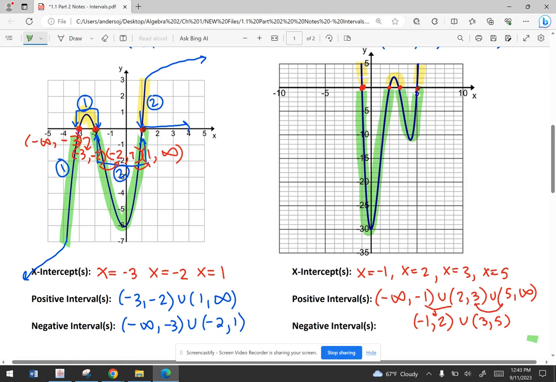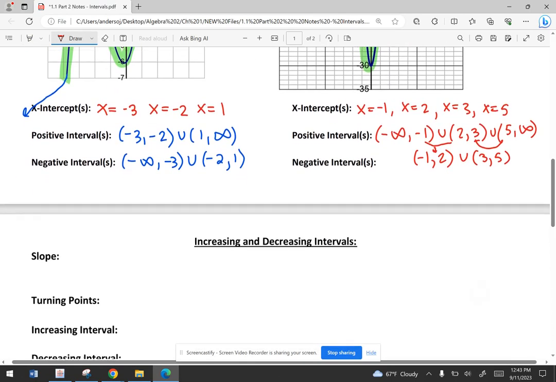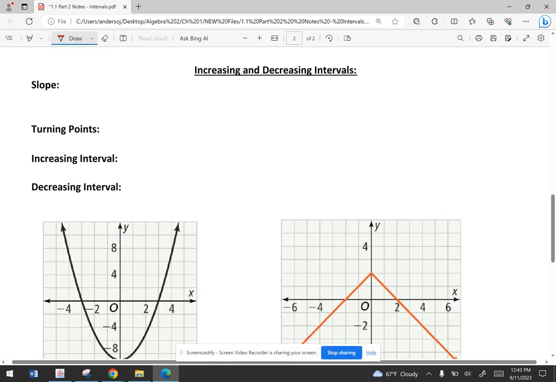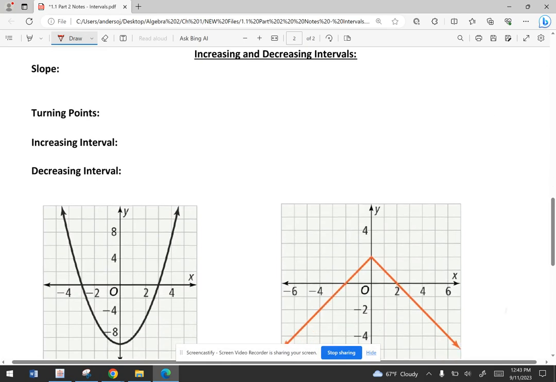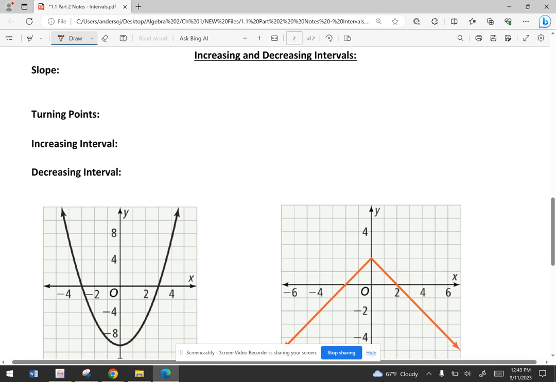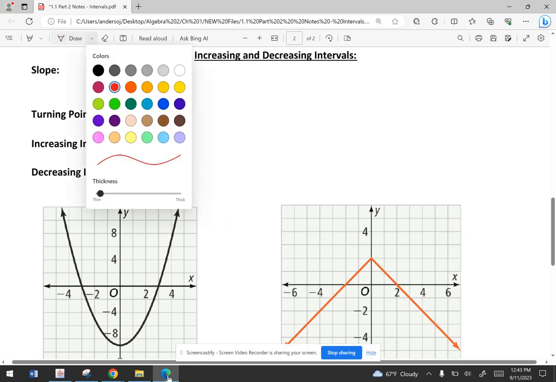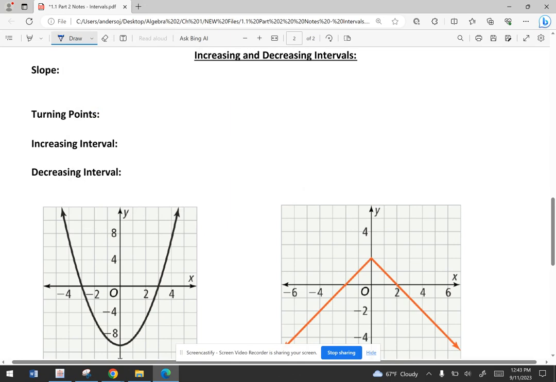Okay, now we will move down and we will look at a different set of intervals. So in the second section, we are going to be looking at increasing and decreasing intervals. Before we get looking at the actual graphs, we need to do some definitions like we did before. First, let's talk a little bit about slope. You know that we have 2 kinds of slope.